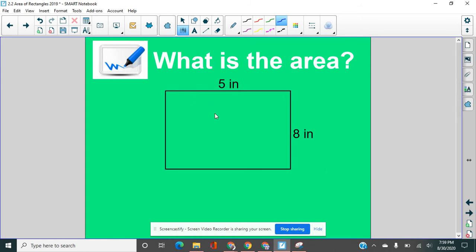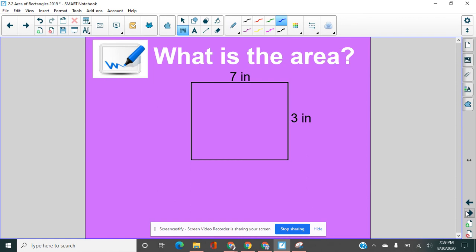See, there's no boxes here right now. We don't want to waste time drawing all the boxes. Oh my goodness, that would take forever. 5 times 8 would be 40 inches squared. Let's look at one more here. What do you think? What should that be? 7 times 3, you should have said 21 inches squared.